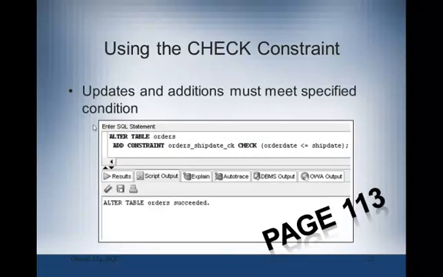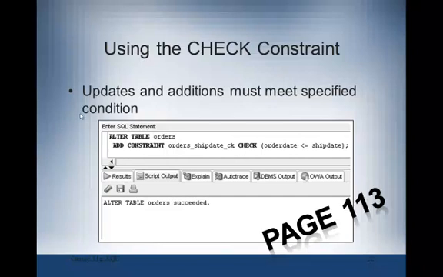Okay, a check constraint is used so that updates and additions must meet specified conditions. So, conditions are established. Again, this goes back to those business rules and policies. Conditions are established that the data entered into this particular field must meet. And page 113 has an example of an alter table statement where a check constraint is added on the ship date field.